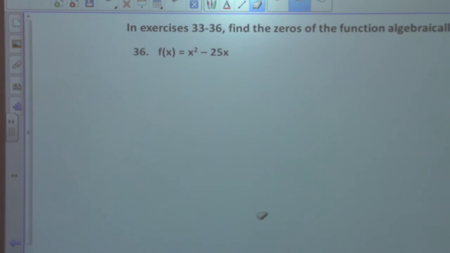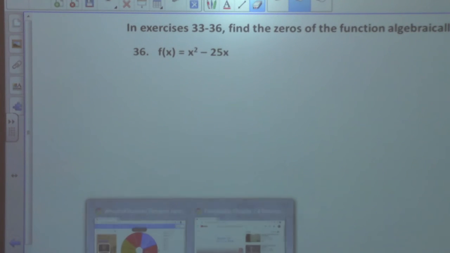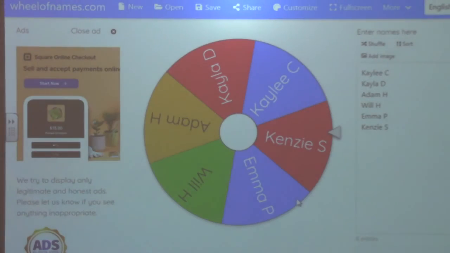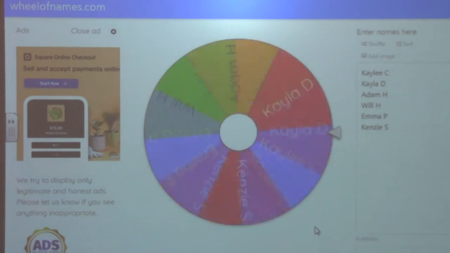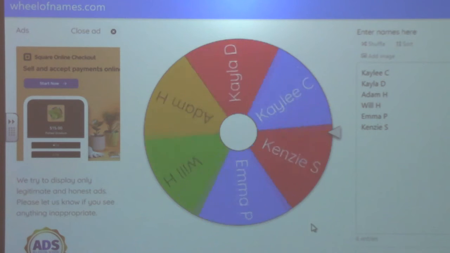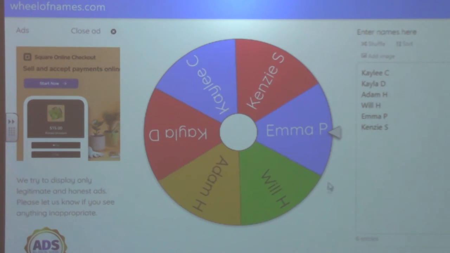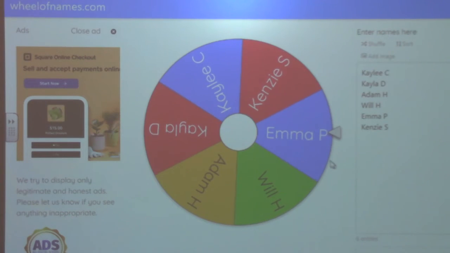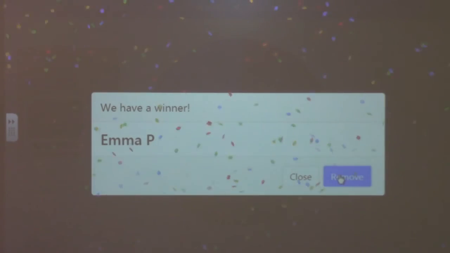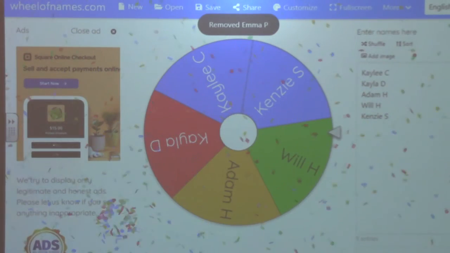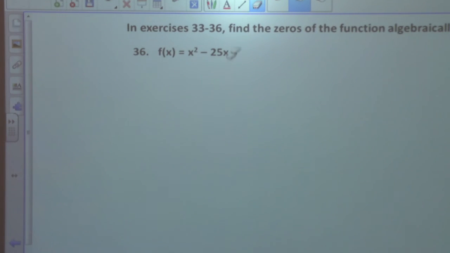Okay. So here we go. It's going to help us with number 36. It's going to be Emma Lee. All right, Emily, you ready to go on this one? Still working it out. Okay.